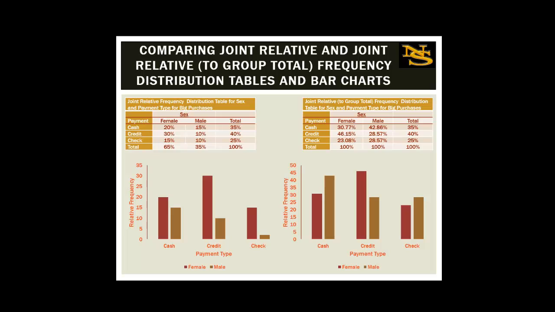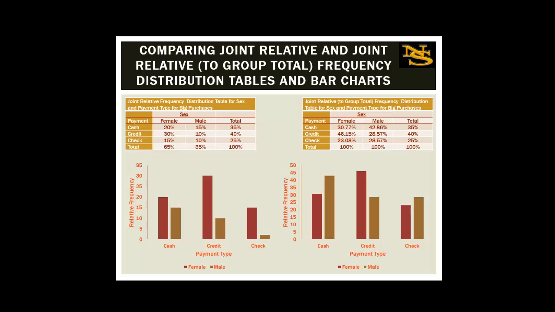A similar trend emerges if you look at checks. So if you look at the first table and chart, it appears that females pay with checks 5% more than males. But this is not true. As you can see in the second table and chart, after you control for the fact that there are more females than males in the sample, males pay with checks 5.49% more than females. Now let's take a look at credit.